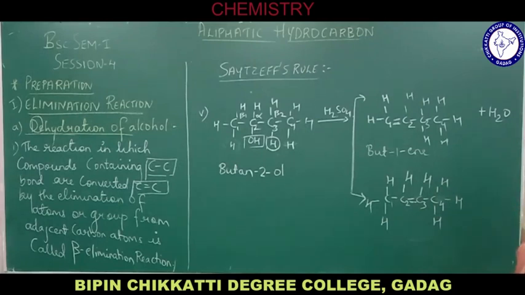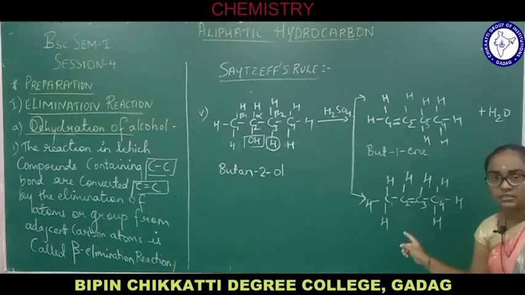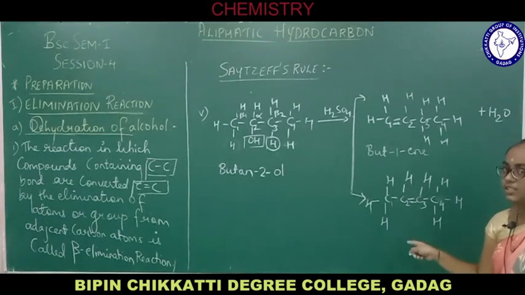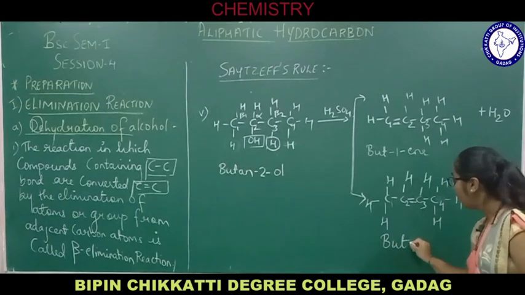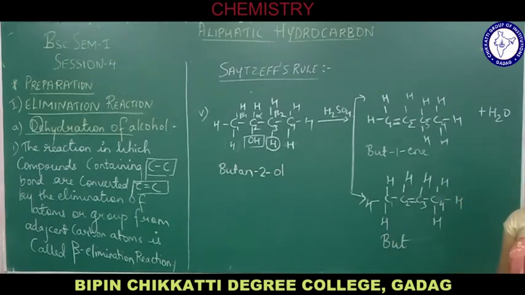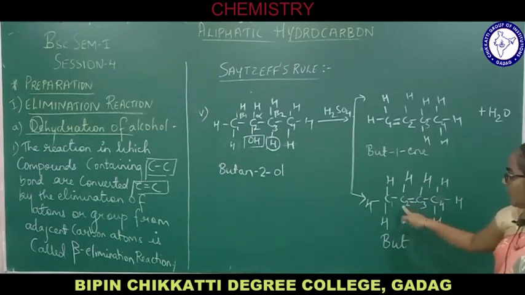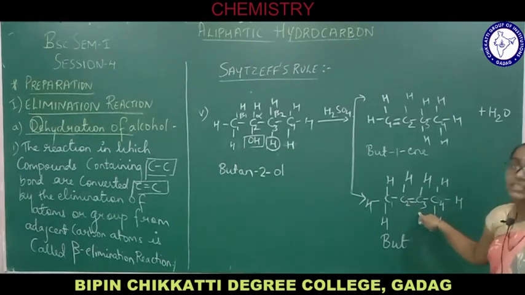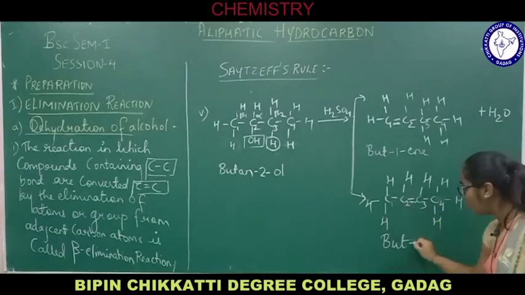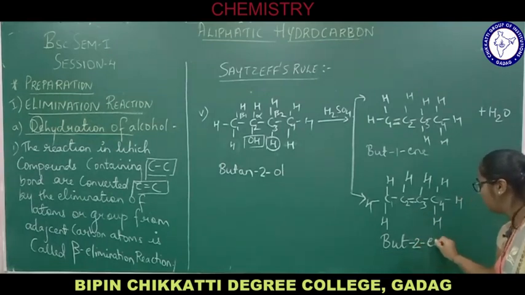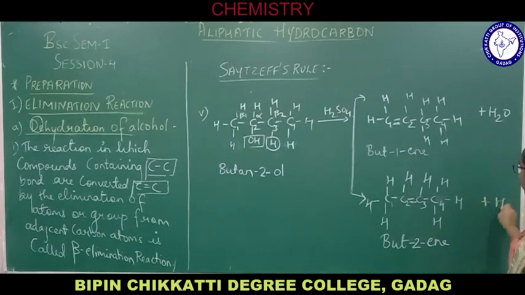Now the naming will be as such. Four carbon atoms are present over here, so the name of this compound will be butene. Obviously butene, but the position of the double bond is different over here. It is present between carbon number 2 and carbon number 3, so we take the lowest number, carbon number 2. So the name will be but-2-ene for this product. Here also water will be formed. Now these two products have been formed.